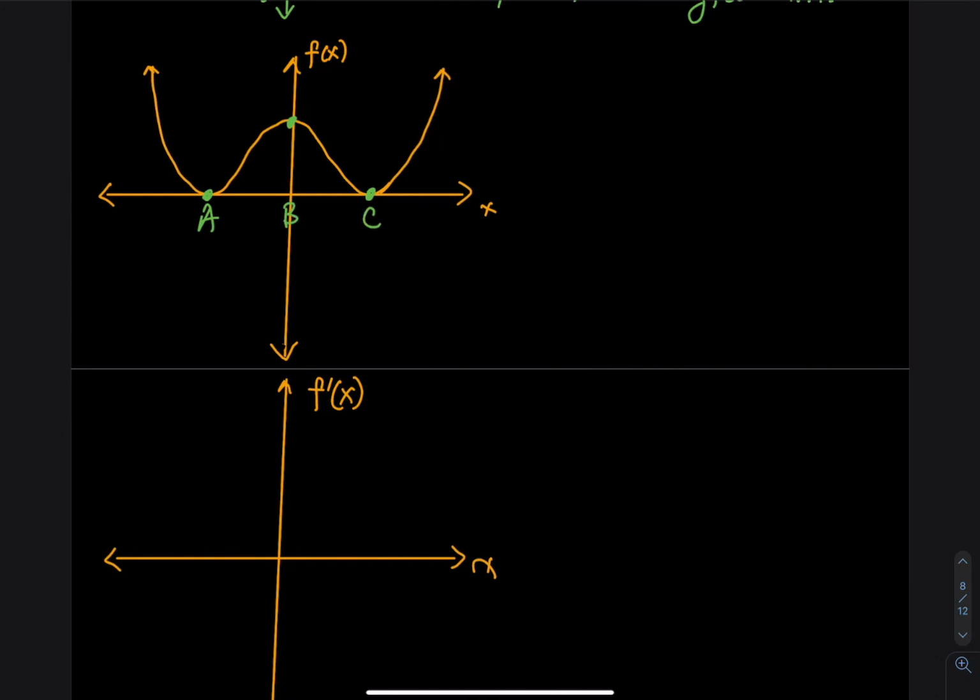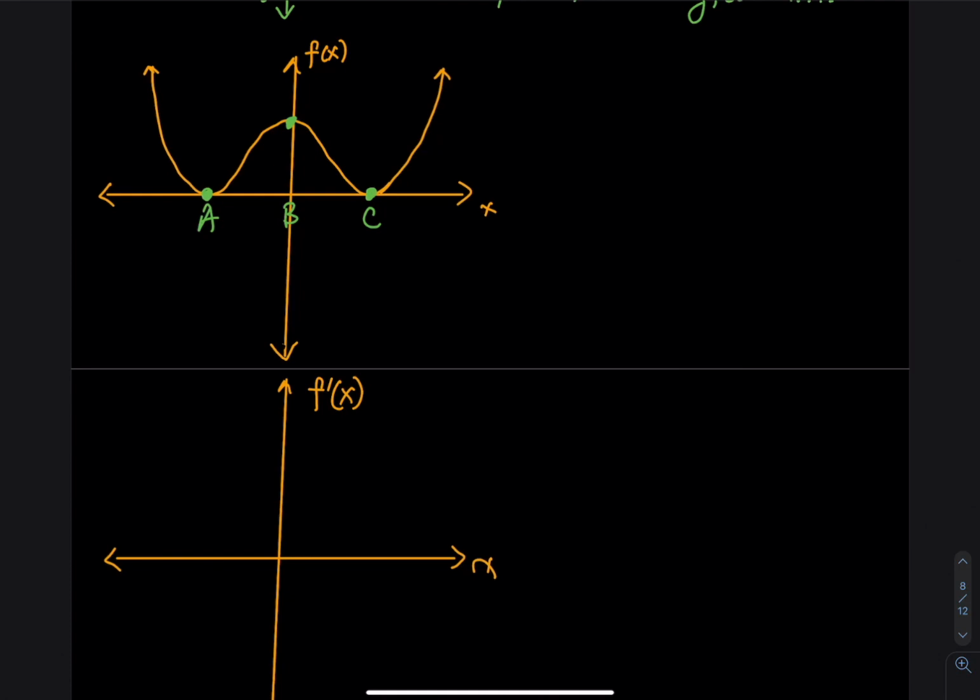At A, the slope equals 0. At B, the slope equals 0. At C, the slope equals 0. Again, remember, on top of a hill or the bottom of a hill, the slope equals 0. Be careful. That point can never be a sharp point because the slope is undefined at a sharp point.